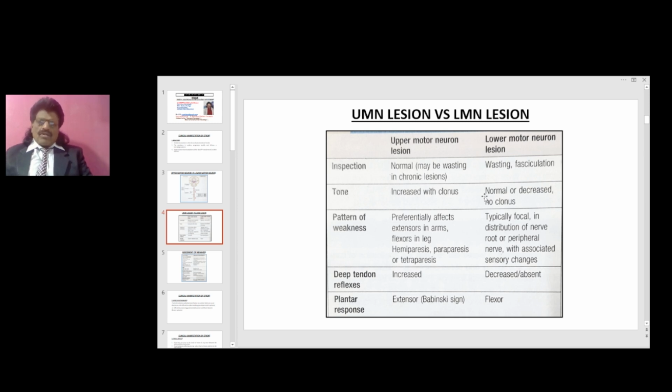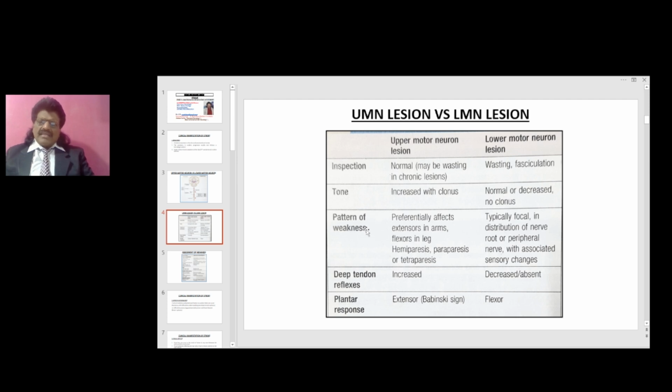Whereas in lower motor neuron lesion, it is normal or decreased and there is no clonus. So here there is spasticity and clonus. So there is an increase in tone. The tone also has a specific pattern, spasticity. The tone is increased in flexors of the upper limb and the extensors of the lower limb, known as the anti-gravity muscles. Whereas here, the tone is normal or decreased.